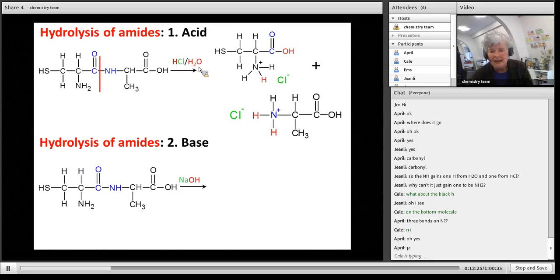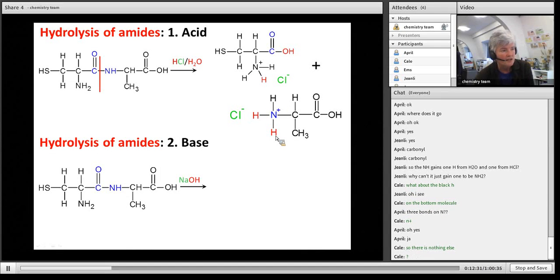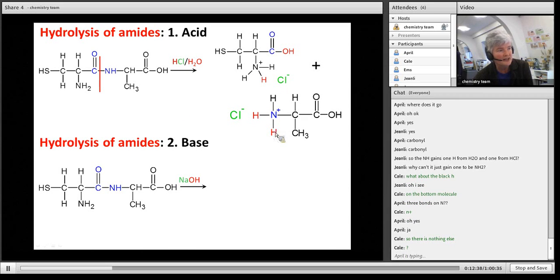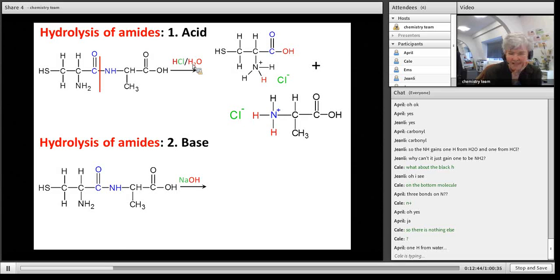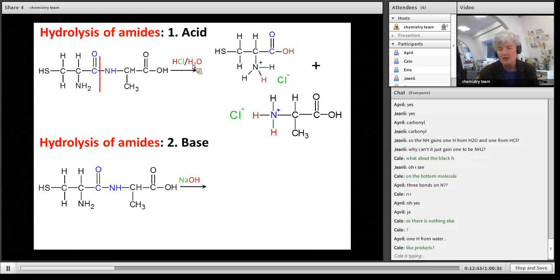Okay, so have I answered everybody's question now? Sorry about this, this is supposed to have been blue, and that H and Cl comes from there, and that H and Cl comes from there, and this hydrogen comes from the water. So Caleb, when you say there is nothing else, I'm not quite sure what you mean there. Yep, so one H comes from the water. No, there's no other products.